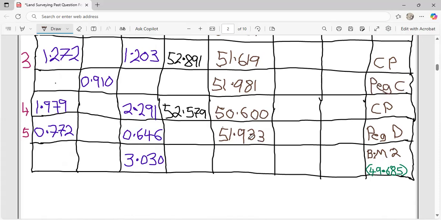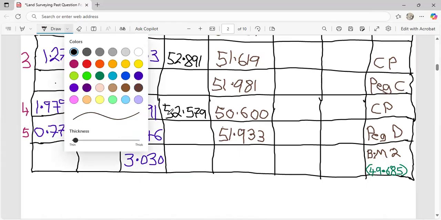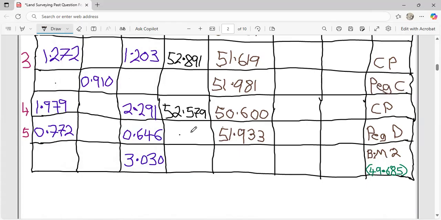Good. From there, we realize that we said that anywhere there is a backsight, there is an HPC. Because there is a backsight over here, there is supposed to be an HPC over here too. So let's quickly calculate our HPC. In doing so, we have to add 51.933 to 0.772.